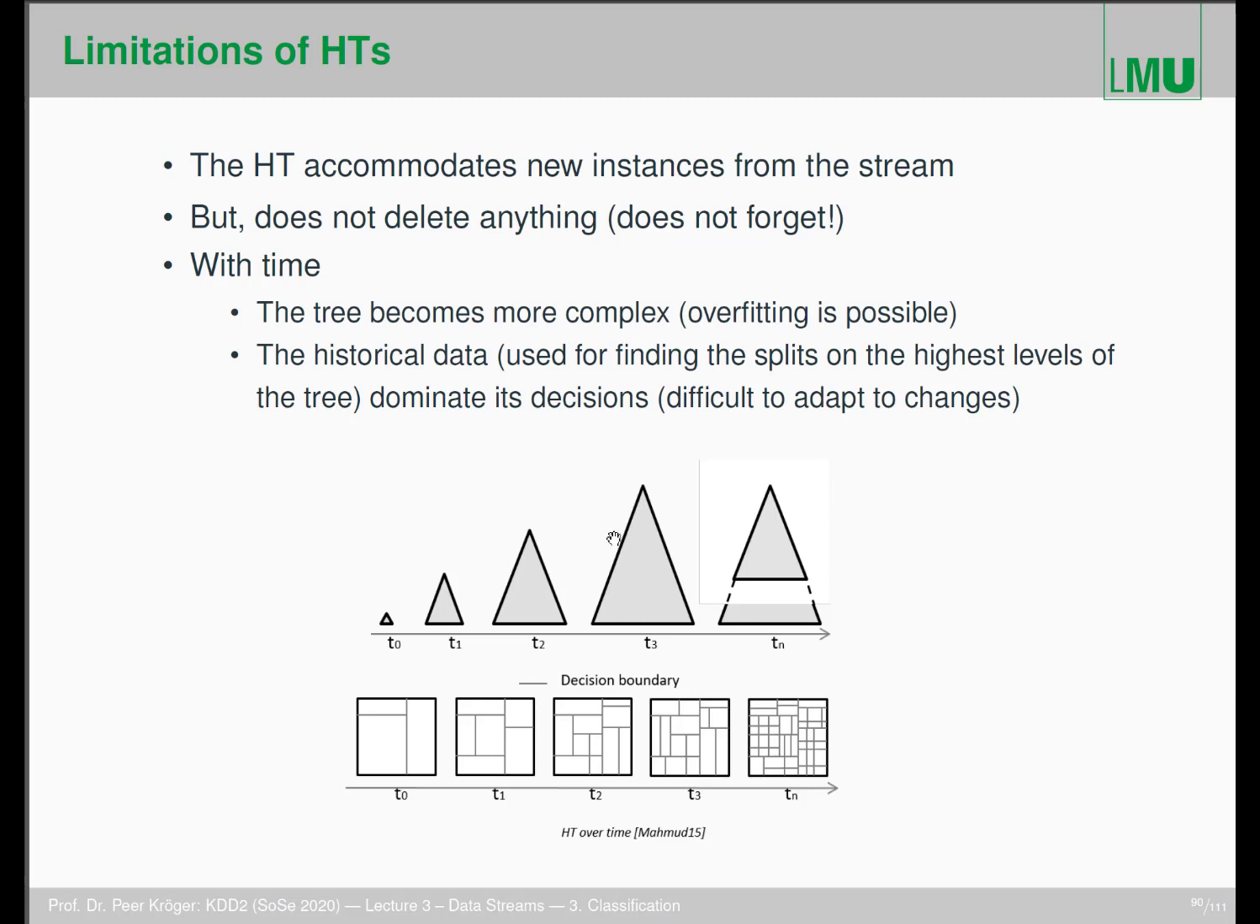If the decision is done at a very early stage of the stream, it is not changed anymore. Only at the leaf level have the most recent objects been used to do the splits. So historical data obviously dominates decisions, because the very first decisions are based on this historical data. So adapting to changes is extremely difficult for these basic Hoeffding trees.